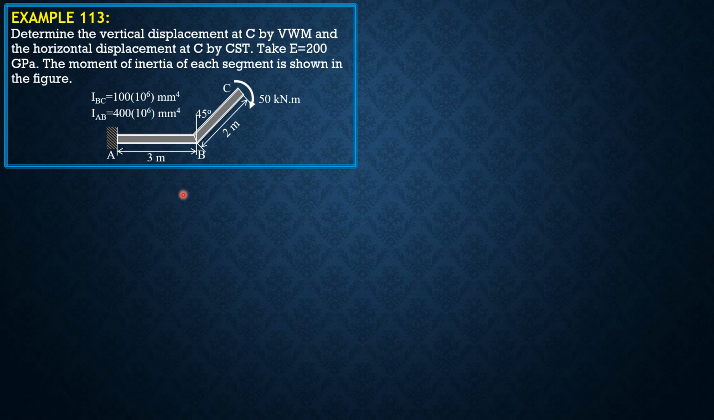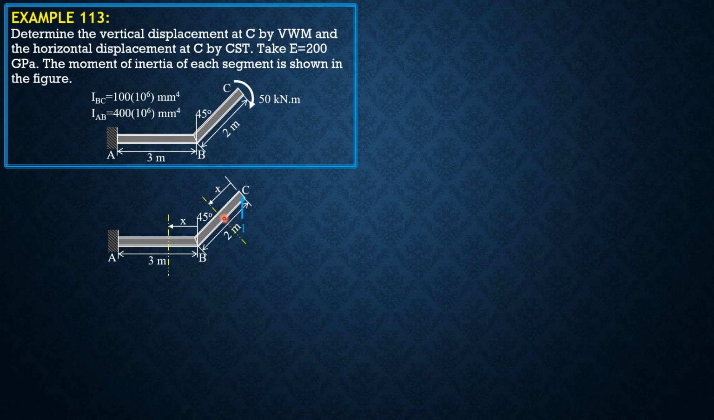So let's section the frame element. There are two sections as shown in the figure. By virtual work method, let's apply a unit virtual load of 1 upward at C. Let's assume that the deflection is positive always. We will denote the moment of inertia of BC as I. Therefore, the moment of inertia of AB is 4 times I.